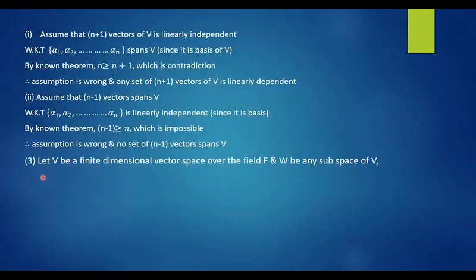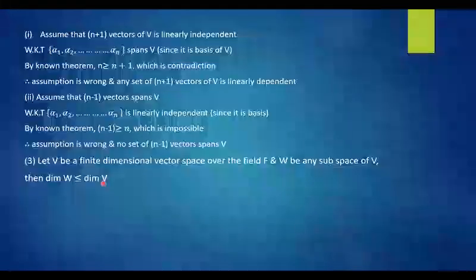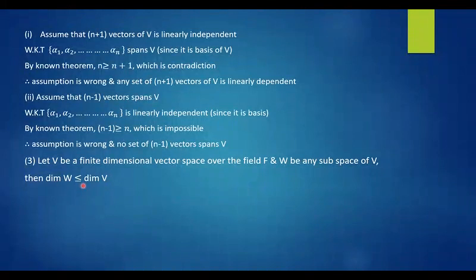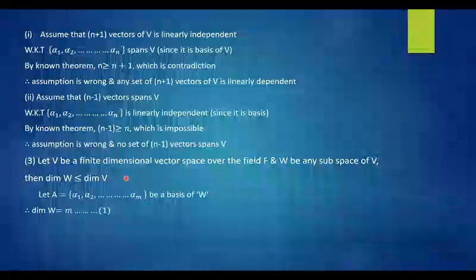In the next theorem, let V be a finite dimensional vector space over the field F, and W be any subspace of V. We are going to prove that the dimension of W is less than or equal to the dimension of V. W is any subspace of V where V is of finite dimension. Then we are going to prove that the dimension of W is always less than or equal to the dimension of V.